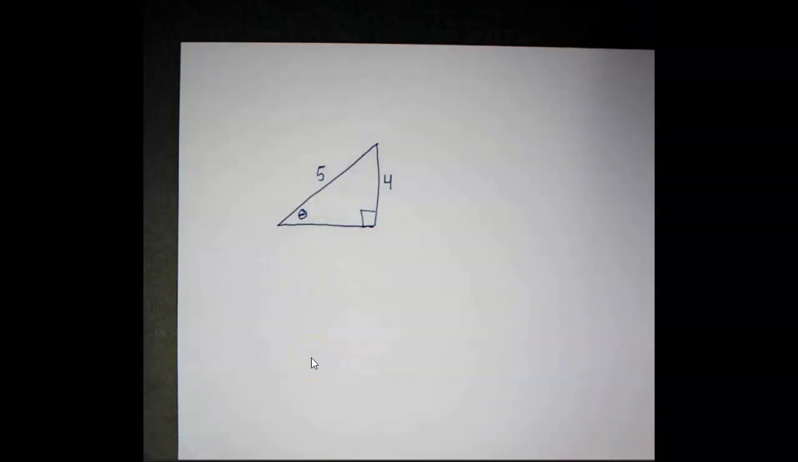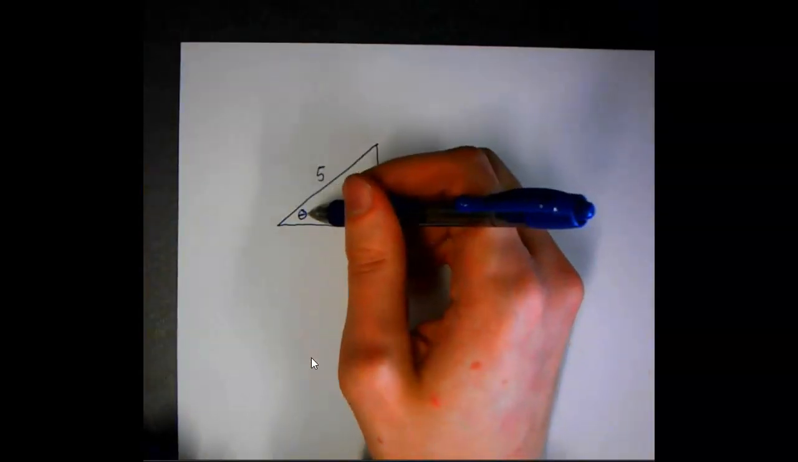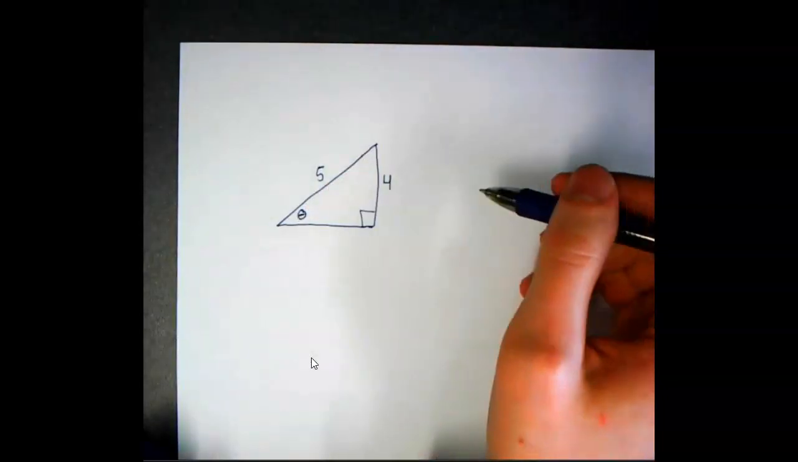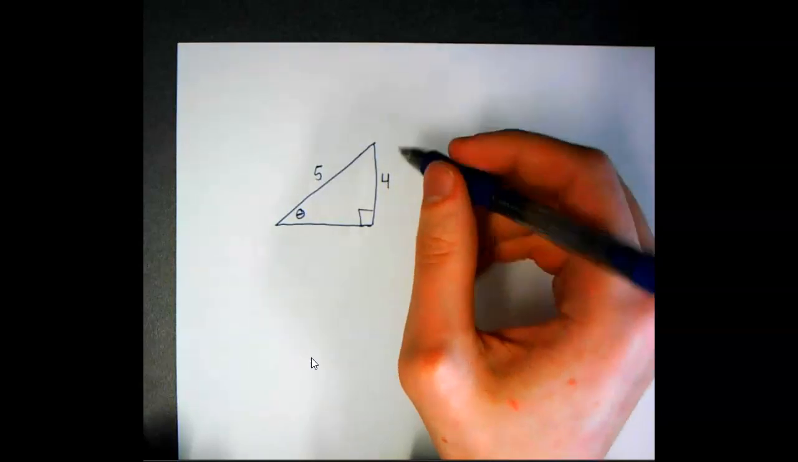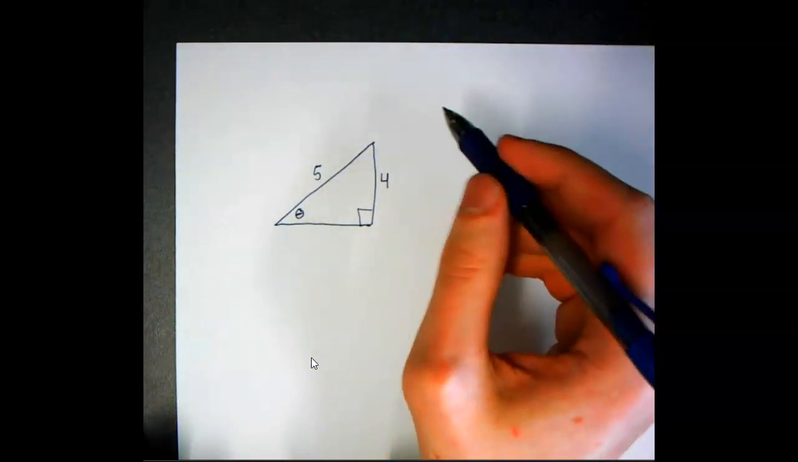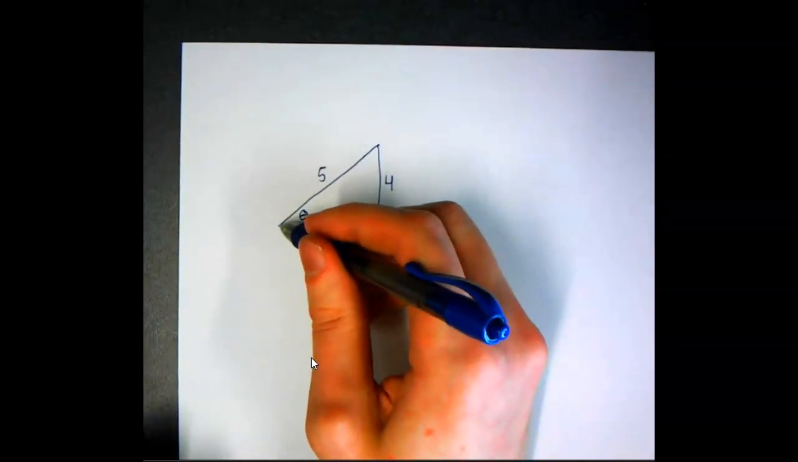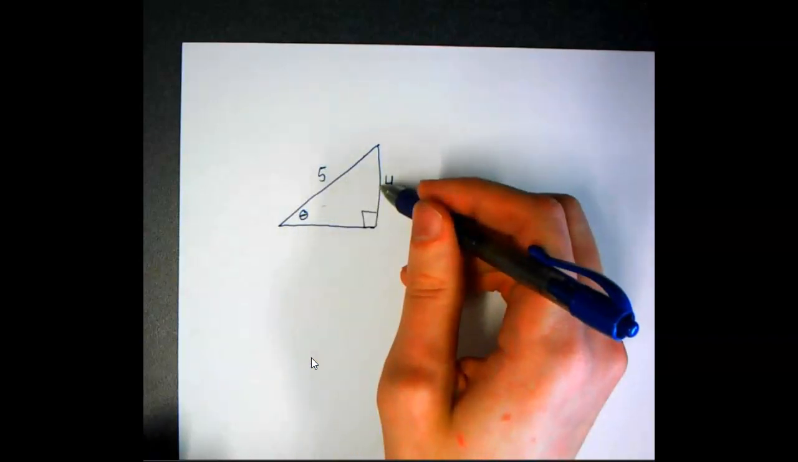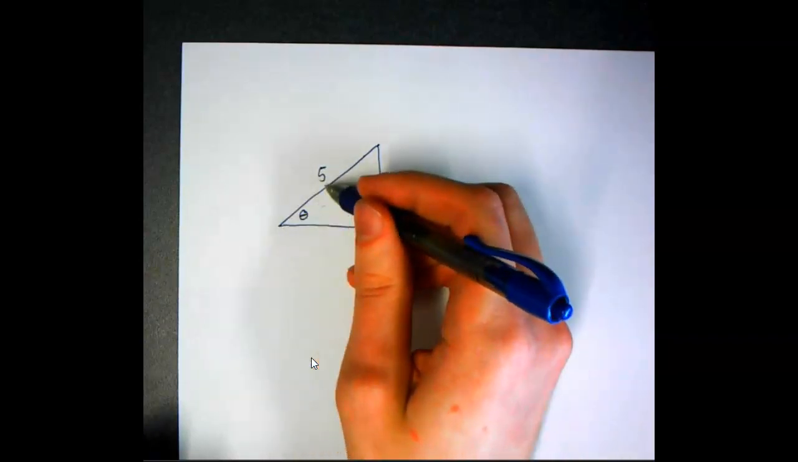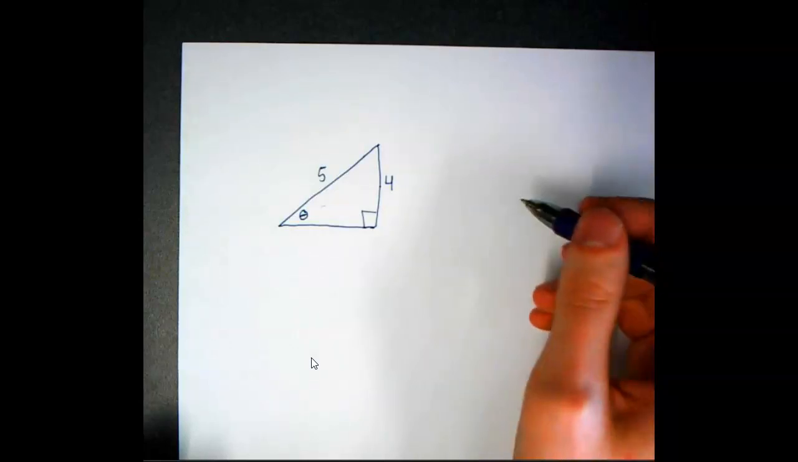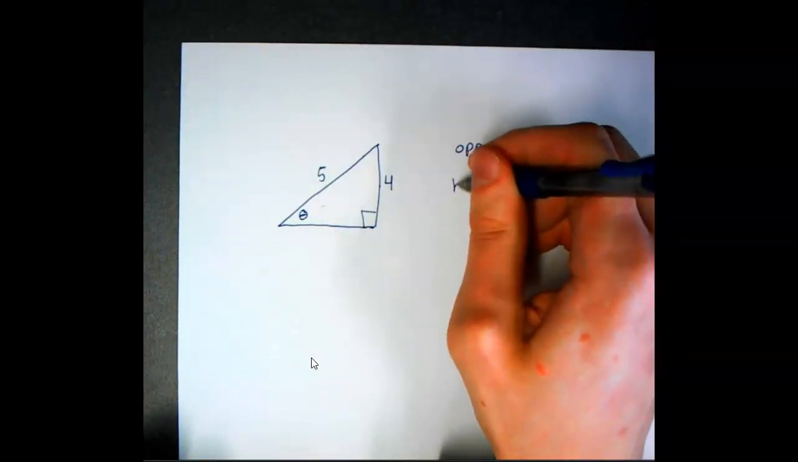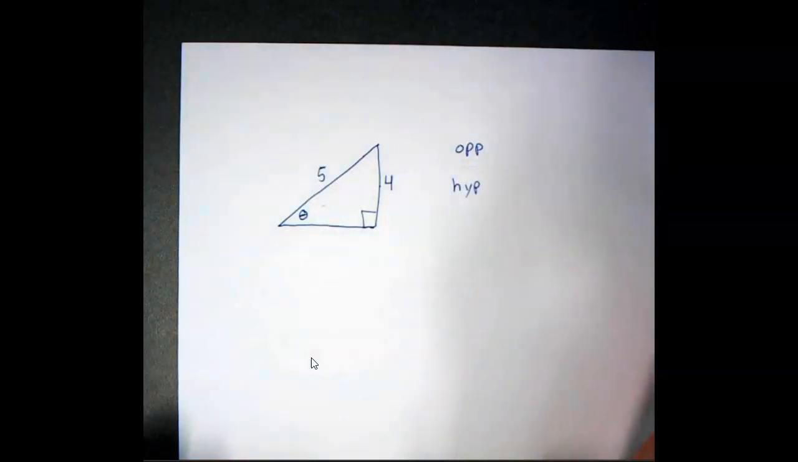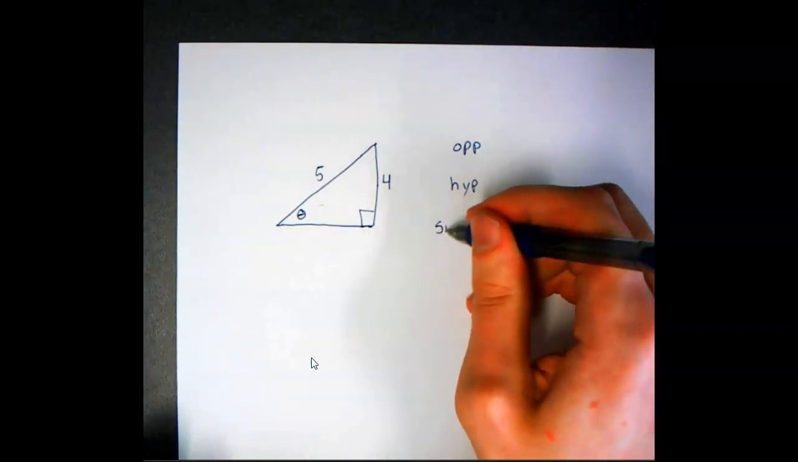So today we are looking at how to find out this angle's value. The first step we would do is we would say what two sides are given. And we have the opposite side and the hypotenuse. So you'd say what trig ratio can use the opposite and the hypotenuse? And that would be sine.